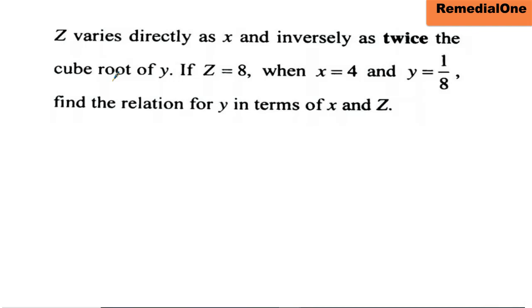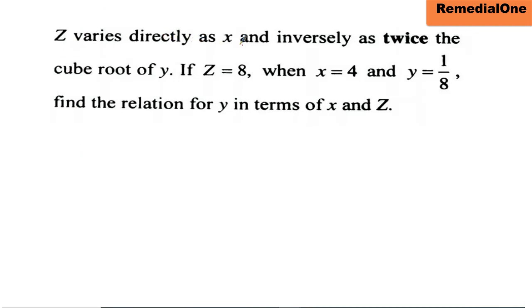One thing about variation is, first, you should be able to write the variation equation. Now, after writing the variation equation, always the initial values of the variables involved will be given to you, and you use those values to find your constant of variation. So, let's look at how we solve this question.